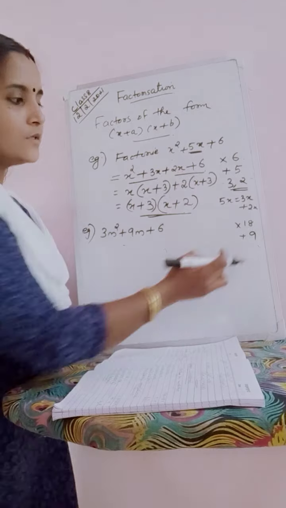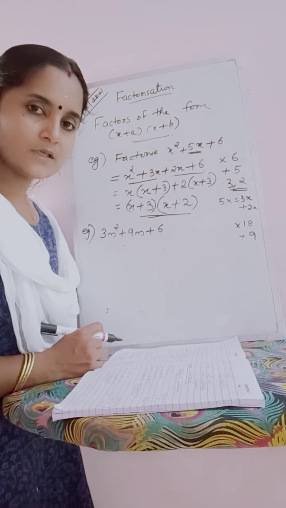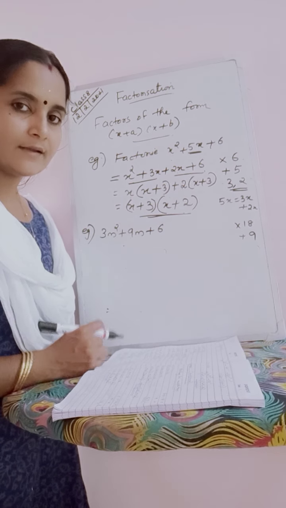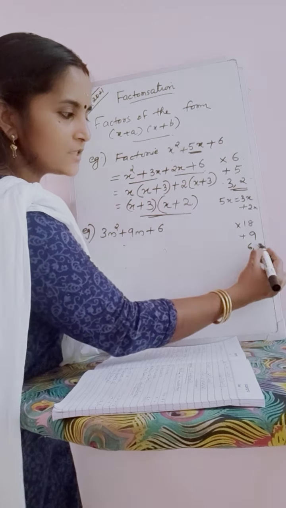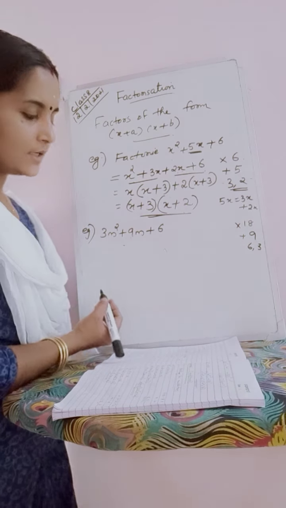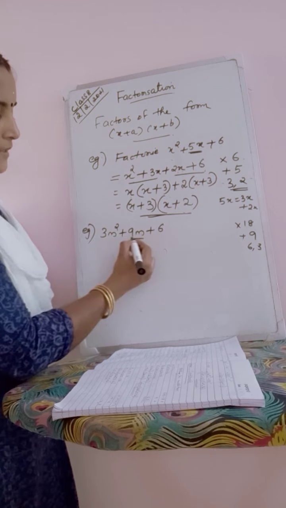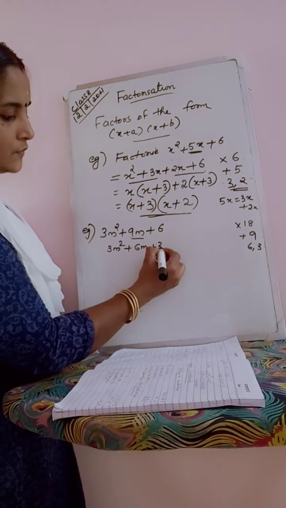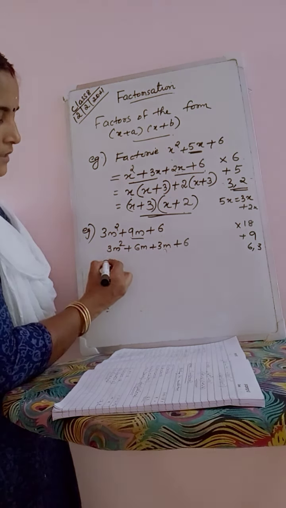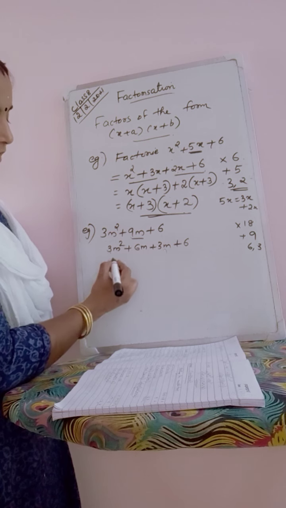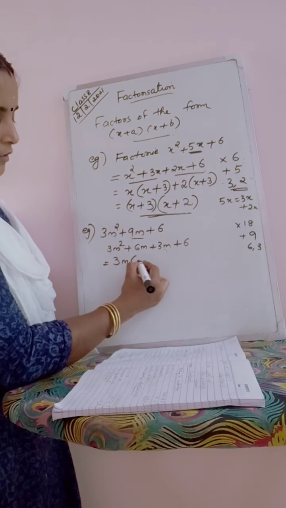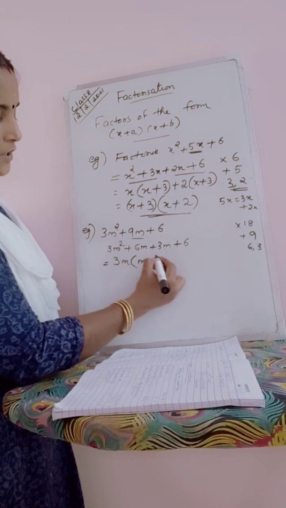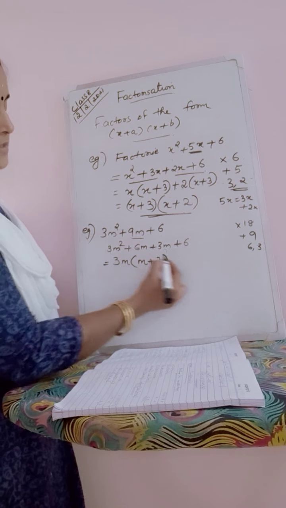Select the pair which gives the sum 9. Can you say which are the two numbers giving product 18 and sum 9? 6 and 3 from that collection. So 6 plus 3 is 9 and 6 into 3 is 18. Using those two numbers, we split the middle term 9m. 3m square plus 6m plus 3m plus 6. Here which number can we take? 3 is common, m is also common. Take 3m outside, we get m here. Here we get 2 because 3m into 2 gives 6m.